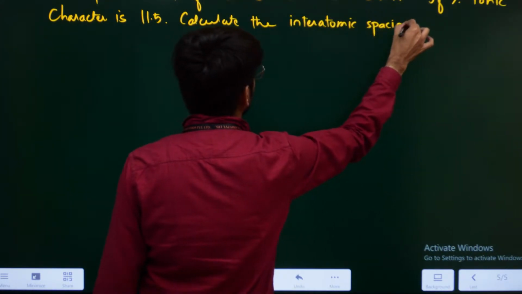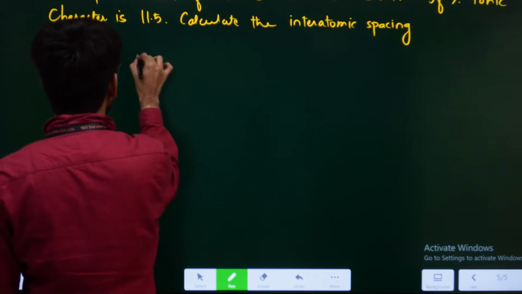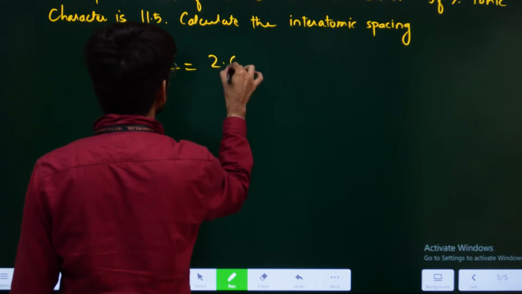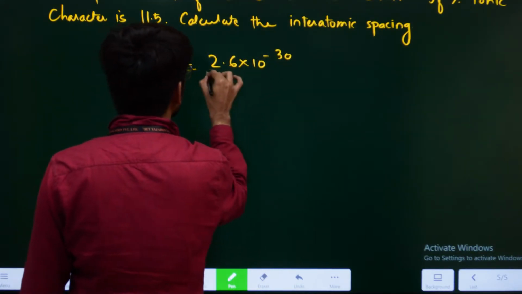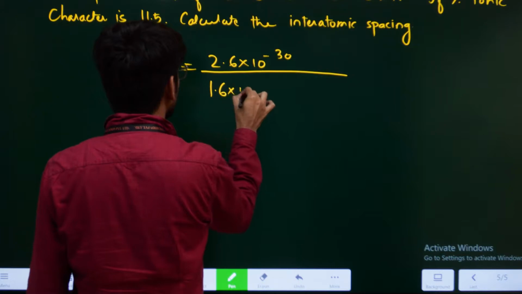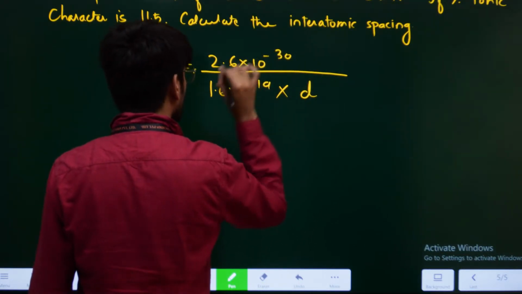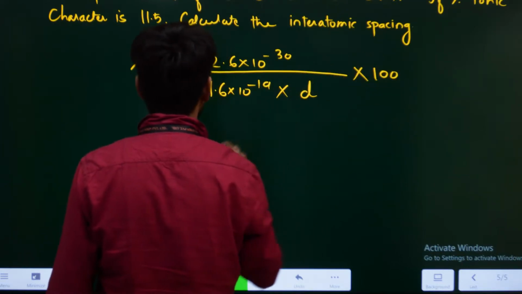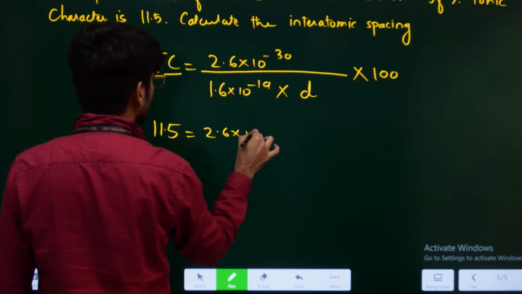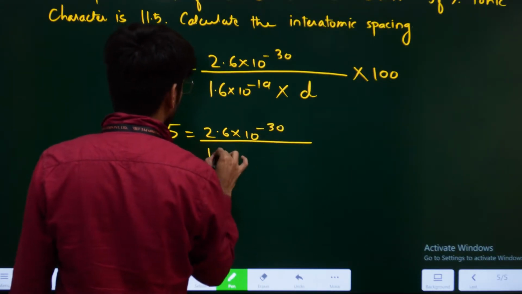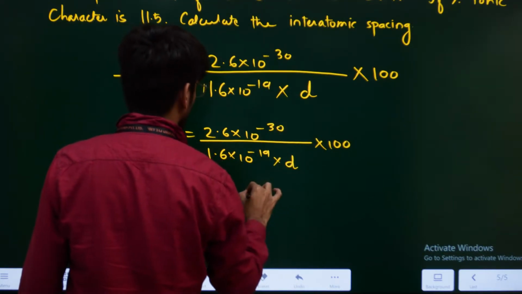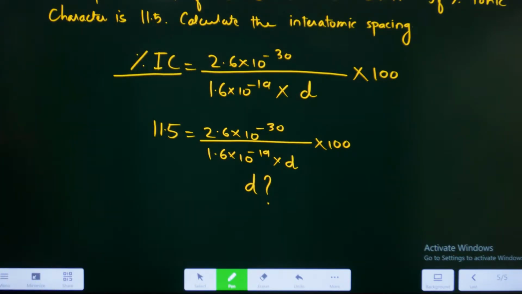That means percentage ionic character is equal to experimental mu, which is given, 2.6 into 10 to the power minus 30, divided by theoretical mu, which is 1.6 into 10 to the power minus 19 into this interatomic distance, into 100. So 11.5 is equal to 2.6 into 10 to the power minus 30 divided by 1.6 into 10 to the power minus 19 into d into 100. Please find out d.